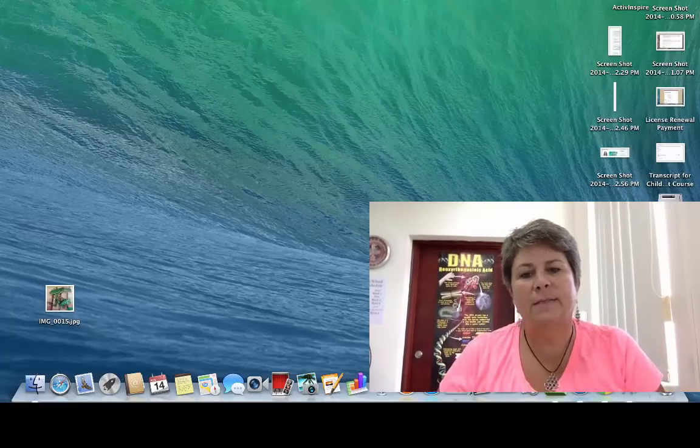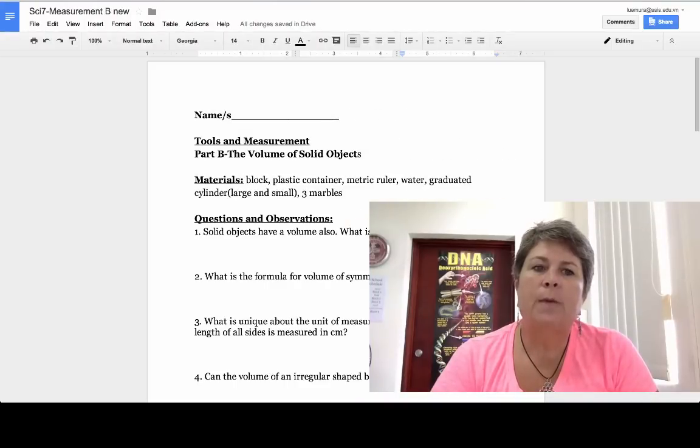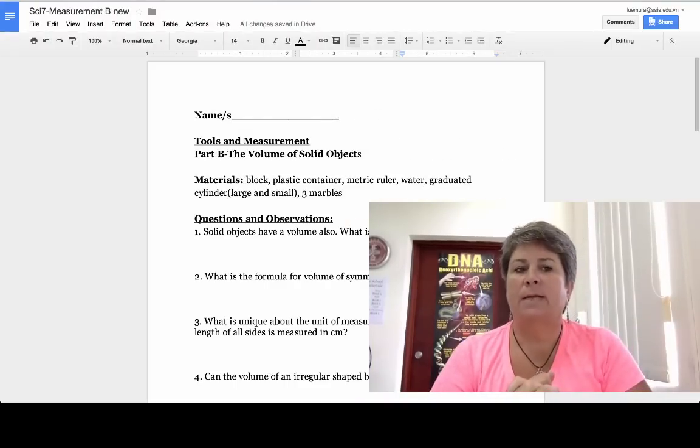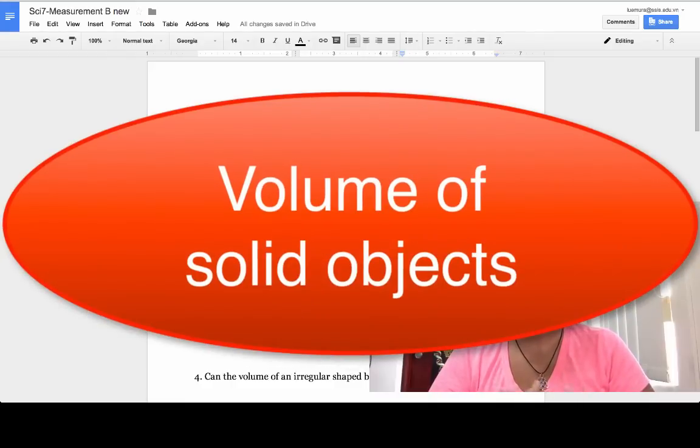Hello, 7th grade scientists. Today we're going to be doing Measurement B, our scientific measurement skills for volume again, but this time instead of liquids, we're going to be measuring the volume of solids.